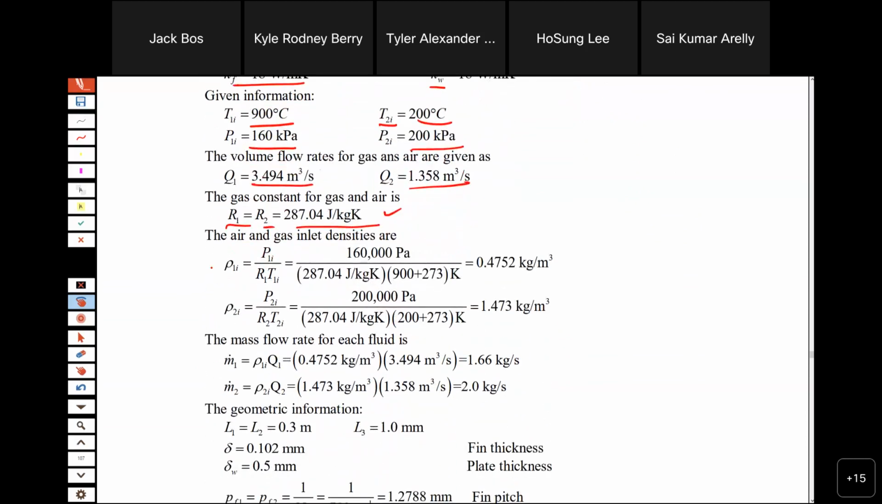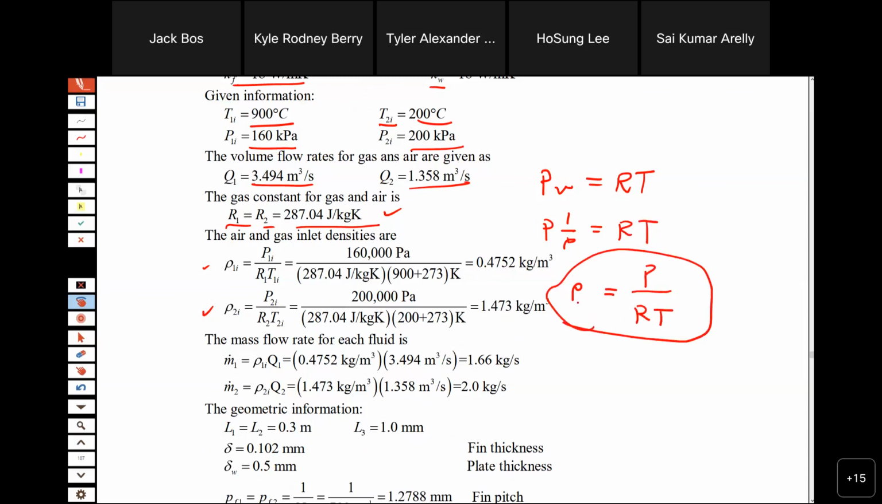Volume flow rate is given, and the gas constant is assuming air, and then density is calculated using the ideal gas law, PV = RT. This is the same because specific volume is 1 over density. So I can compute the density using pressure and the temperature. That's what I did. Look at that. So inlet density is calculated. Problem is outlet is very, yes.